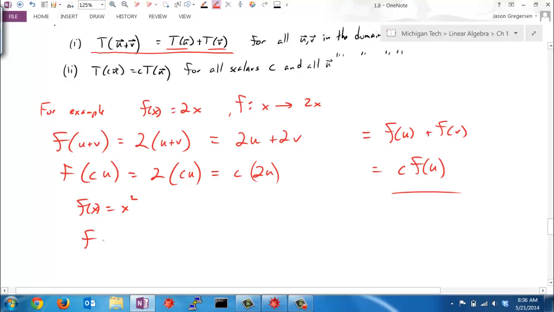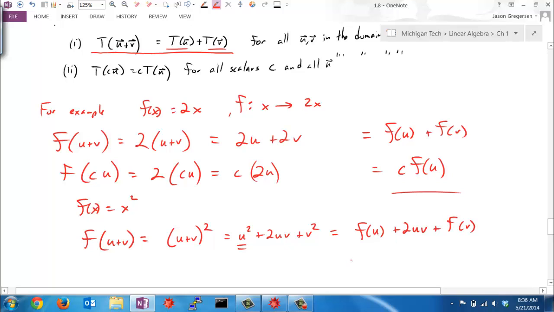First, I'll try to show that it preserves addition. F of u plus v, if I apply the function definition, should be u plus v squared. Now, when I expand that out, I get u squared plus 2 times uv plus v squared, which is equal to, well, this piece is just f of u, this piece is just f of v, and that's not equal to f of u plus f of v because I have this middle term. So that first property is not satisfied here.